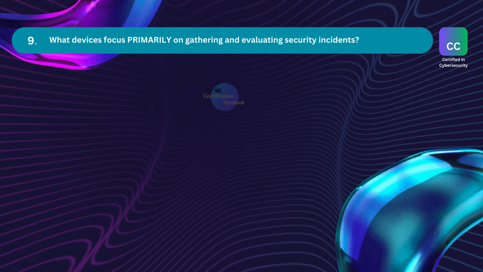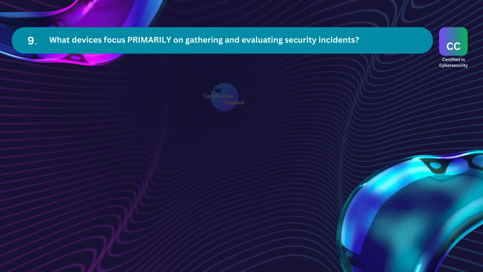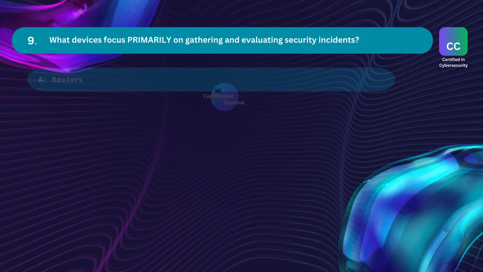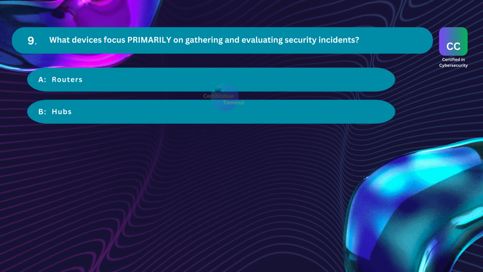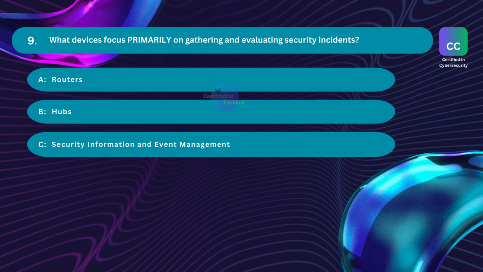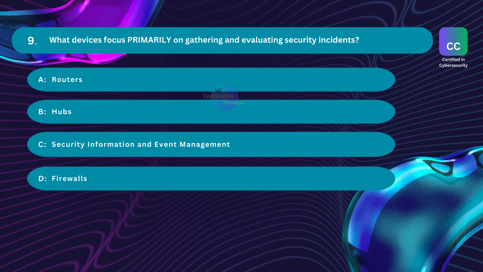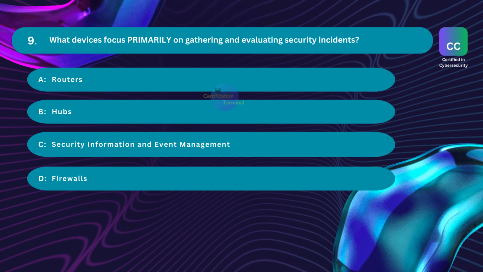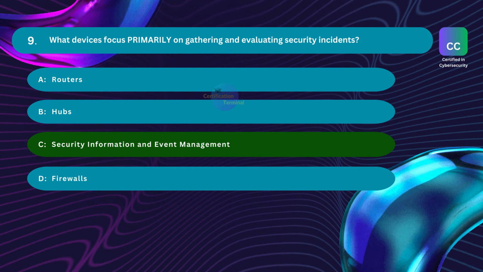Question number 9. What devices focus primarily on gathering and evaluating security incidents? Option A, routers. Option B, hubs. Option C, security information and event management. Option D, firewalls. The correct answer is Option C, security information and event management.